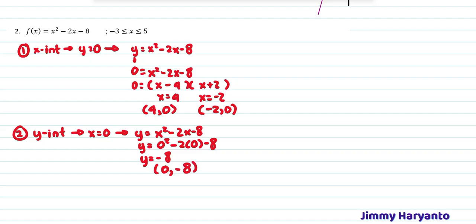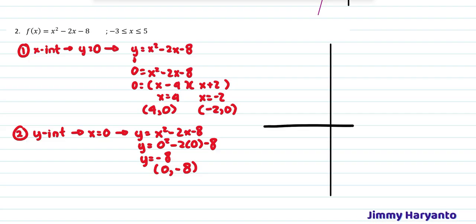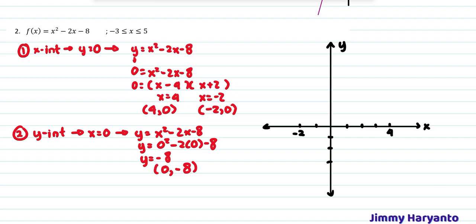Okay, this is a quadratic. Actually, for a quadratic, 3 points is enough to sketch the graph. So let's just sketch the graph like this. This is the y and this is the x, and then 4, 0, 1, 2, 3, 4. 4 is right there, and then negative 2 is right here. Negative 8, 1, 2, 3, 4, 5, 6, 7, 8, negative 8 far below.